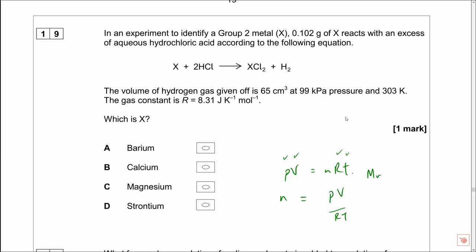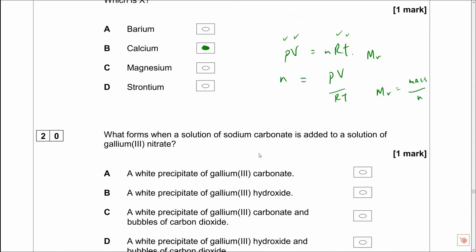Once you get your value of n, moles is mass over MR, so MR is mass over moles. Basically, once you've got your n value, you just do your 0.102 divided by n. And that should give you, in this particular case, calcium, being around about 40.1 or so. So about sticking numbers in, making sure that you do the correct conversions. That would be 99,065 times 10 to the minus 6. 8.31 is fine. Your Kelvin's already there. Just about doing the rest of it, converting it.